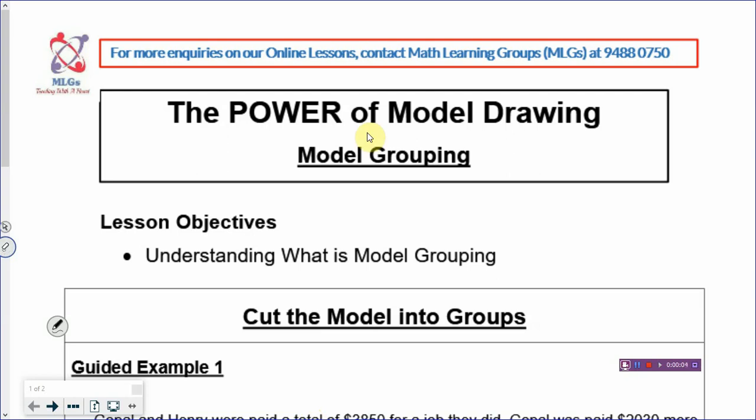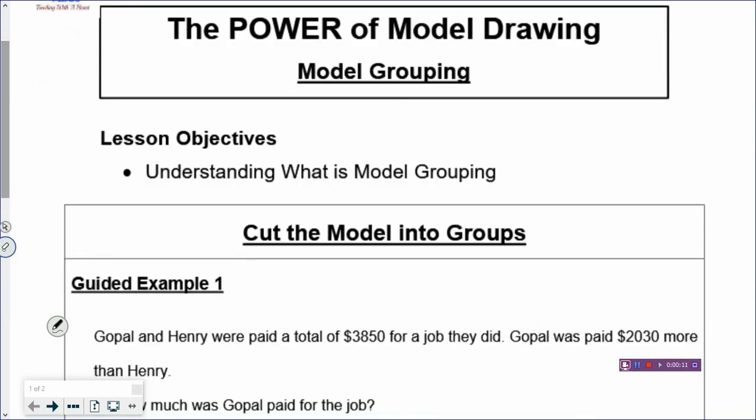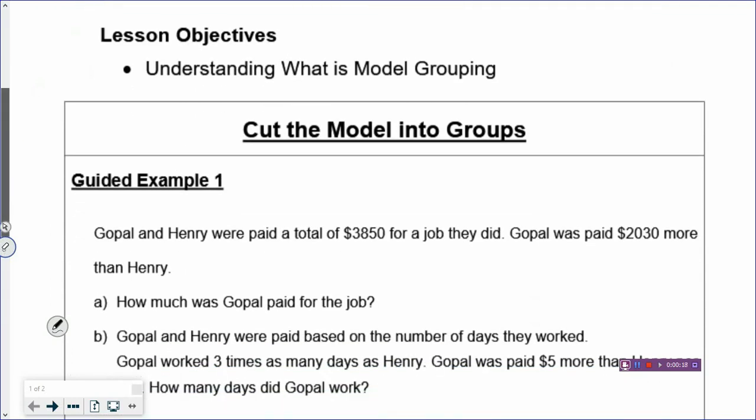Now today we are going to look at P6 model drawing. So we are coming to the harder problems, but every lesson that you will see today and the weeks to come is about model drawing. Alright, so let's look at example 1 and let's see how we draw out the problem.